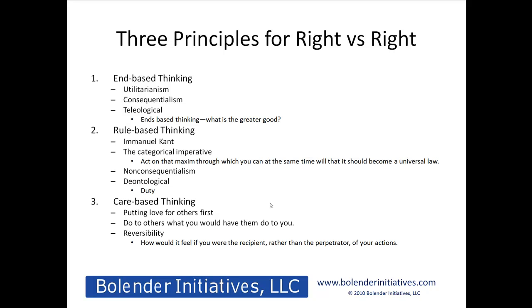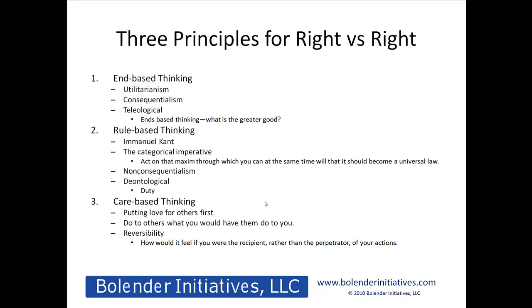A third way of thinking is care-based thinking, putting love for others first, based on the golden rule: do to others what you would have them do to you. Philosophers call this reversibility. How would you feel if you were the recipient rather than the perpetrator of your actions?